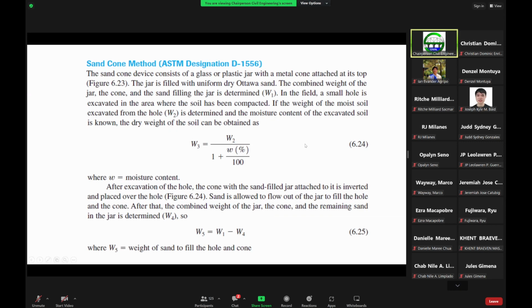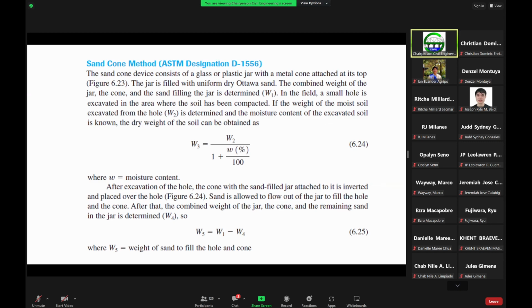So let us now determine the dry unit weight in the field. To do that, we have what we call the sand cone method. That is ASTM D1556. The sand cone method.